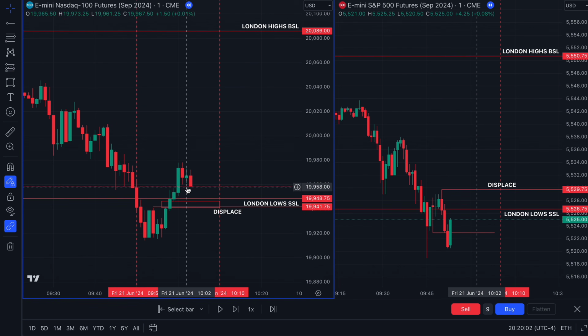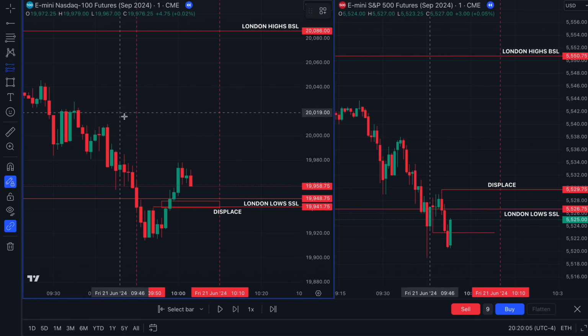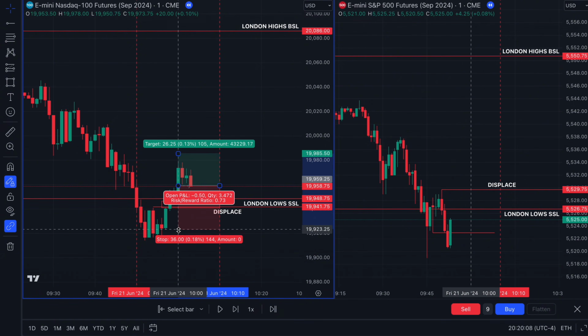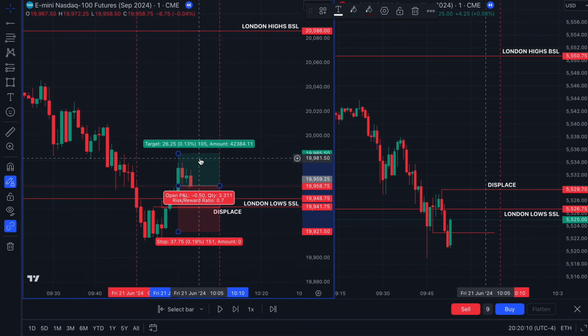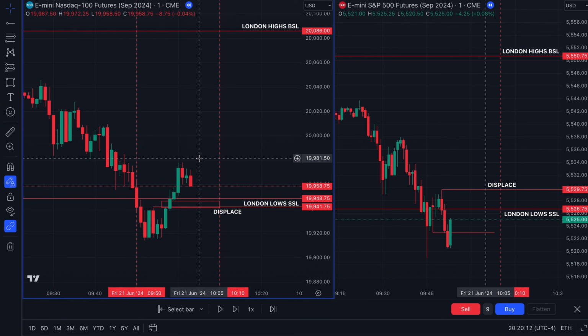And we didn't enter off this 1 minute bullish gap. Why, you may ask? Look at the stop. We would have to put a valid stop of around 37 handles, which is way too big. As I said, we don't risk more than 25 handles.